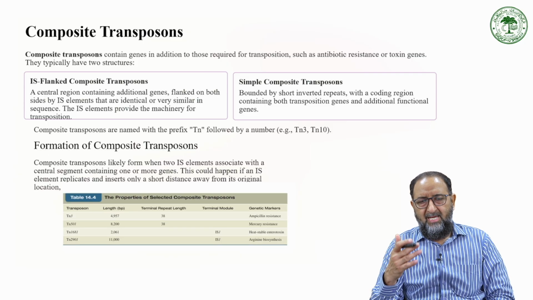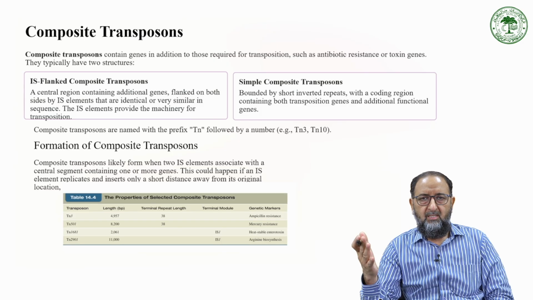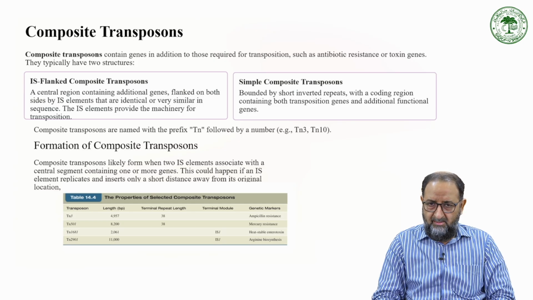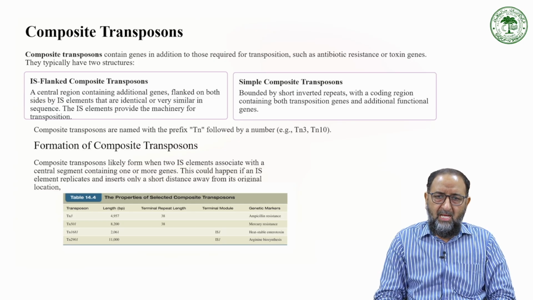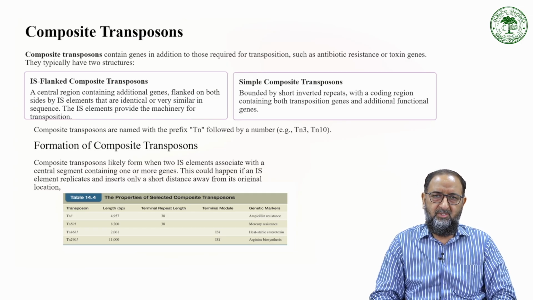Therefore, in simple transposons, this work is done by some other protein along with the inverted repeats. The composite transposons likely form from two IS elements associated with a central segment of genes which contain certain resistance genes, and this could happen if an IS element replicates and inserts only a short distance away from the original location. So this is how it forms.